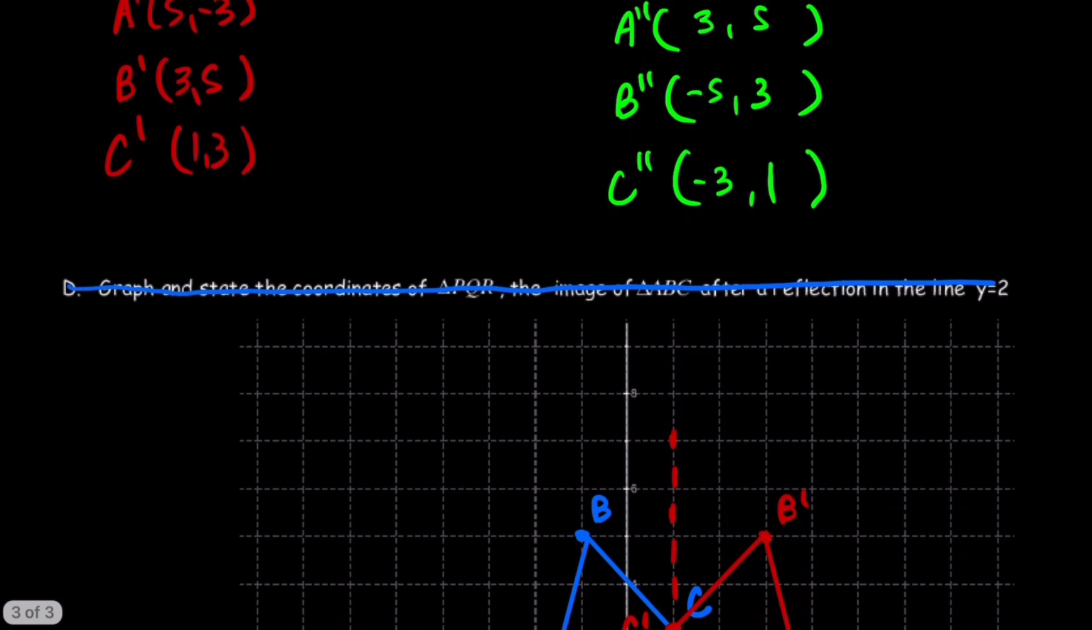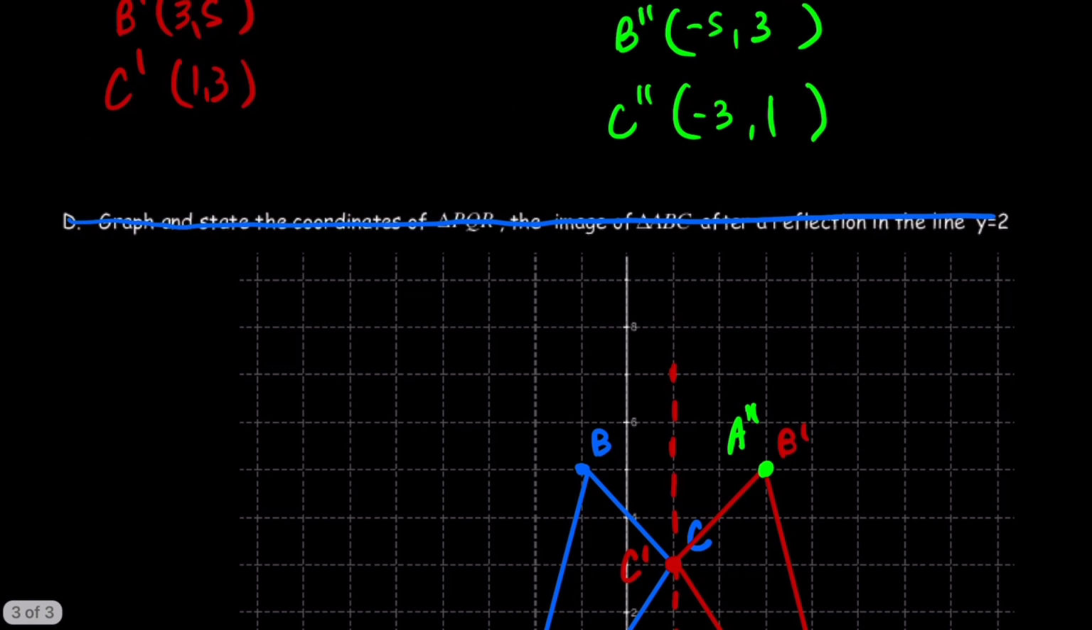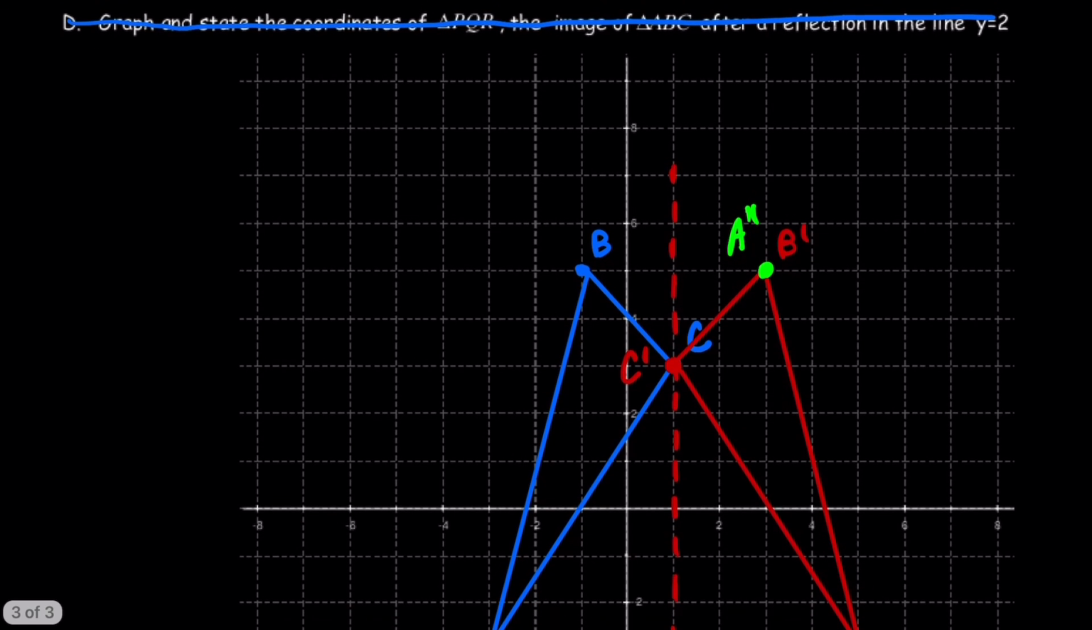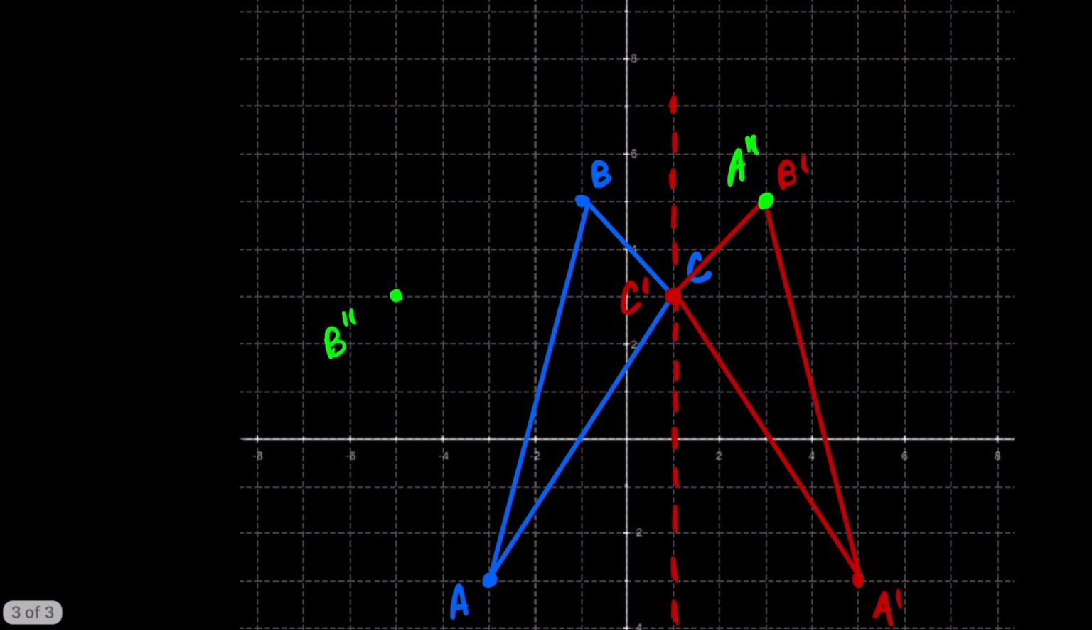Okay, so A double prime is 3, 5. Well, if you notice here, it's kind of interesting. 3, 5 is the same as B prime. So I have to label this with 2 letters. That's also A double prime. B double prime is negative 5, 3. So negative 5, 3 is this point right here. And C double prime is negative 3, 1. There's C double prime. And then we sketch that in.